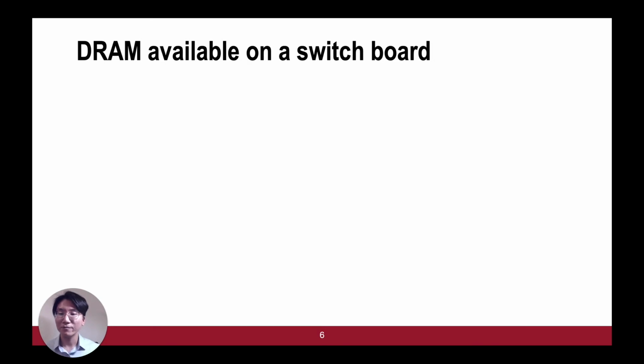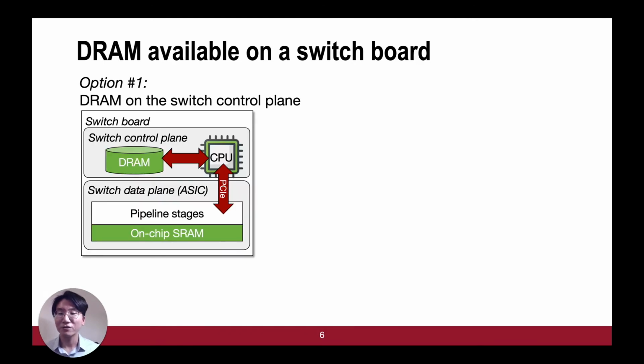Actually, there are two places where we can find available DRAM near the switch ASIC. The first one is in the switch control plane. The ASIC and the control plane are on the same switching board. The control plane is typically a server equipped with a CPU and a few gigabytes of DRAM. The ASIC can access DRAM through a PCIe bus, which can support at most 1 or 2 million operations per second. This is much lower throughput than the data plane's packet processing speed, which is a few billion packets per second.